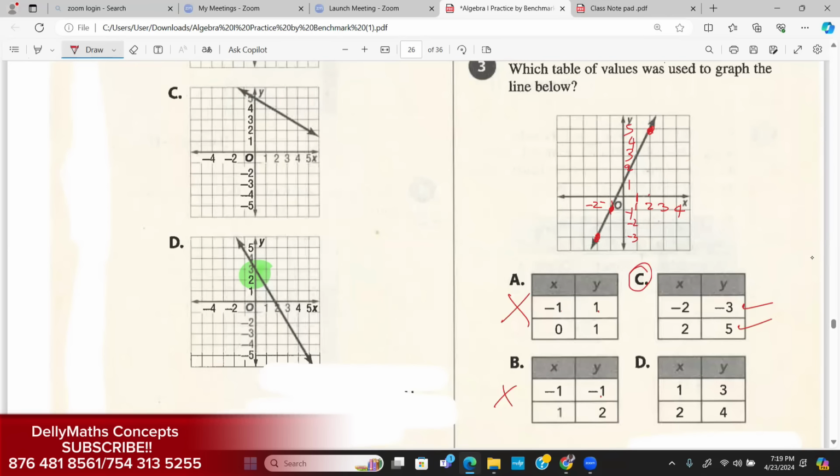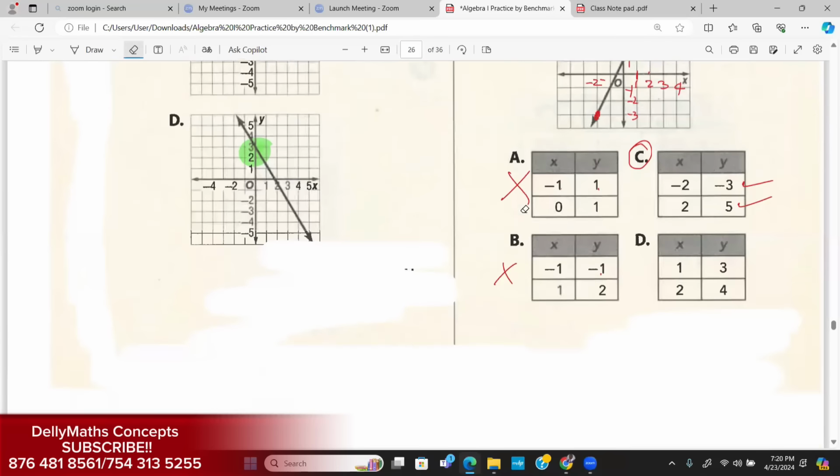So basically what I'm doing is plotting points and making sure that those values in the table actually work. They're on the line itself. And then that would have been it. All right, so definitely that's out of the way. Let's go to another, right?